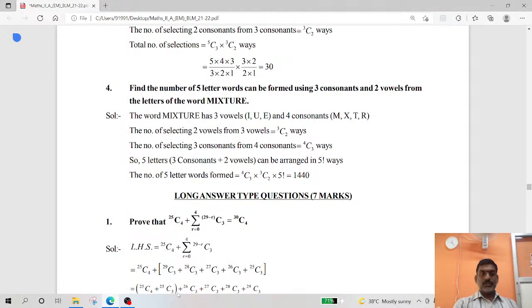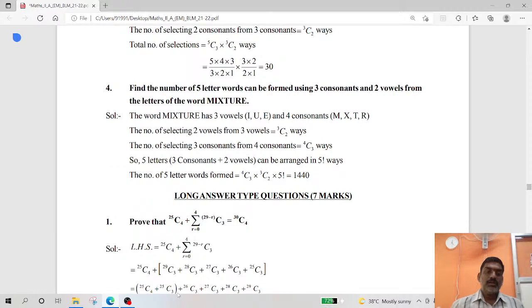Question number 4. Find the number of 5 letter words that can be formed using 3 consonants and 2 vowels from the letters of the word MIXTURE. Totally 7 letters are there: M, I, X, T, U, R, E. The vowels are I, U, E, 3 vowels, and the consonants are M, X, T, R. The number of ways of selecting 2 vowels out of 3 vowels is 3C2. The number of ways of selecting 3 consonants out of 4 consonants is 4C3, and the total answer is 4C3 times 3C2 times 5 factorial, the arrangements of the 5 letters.